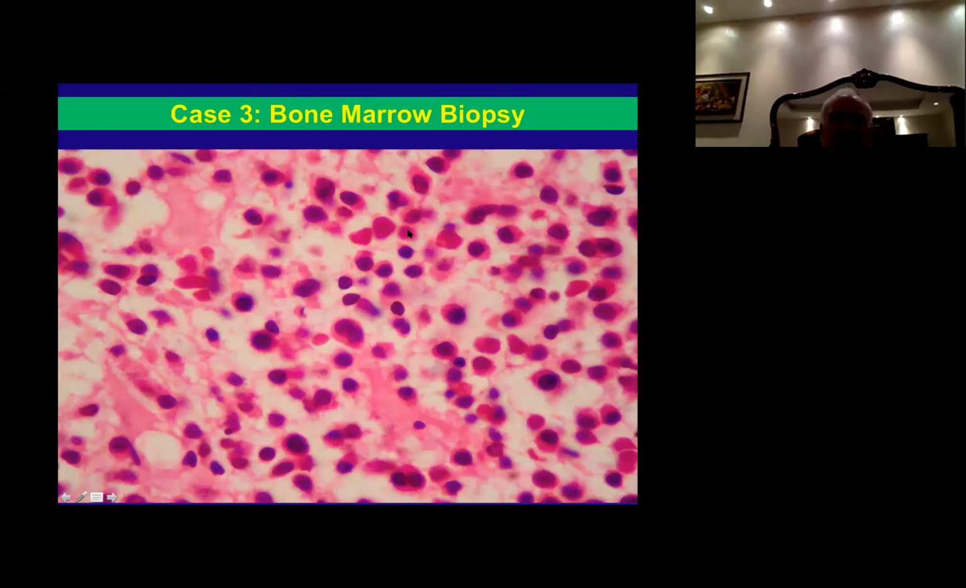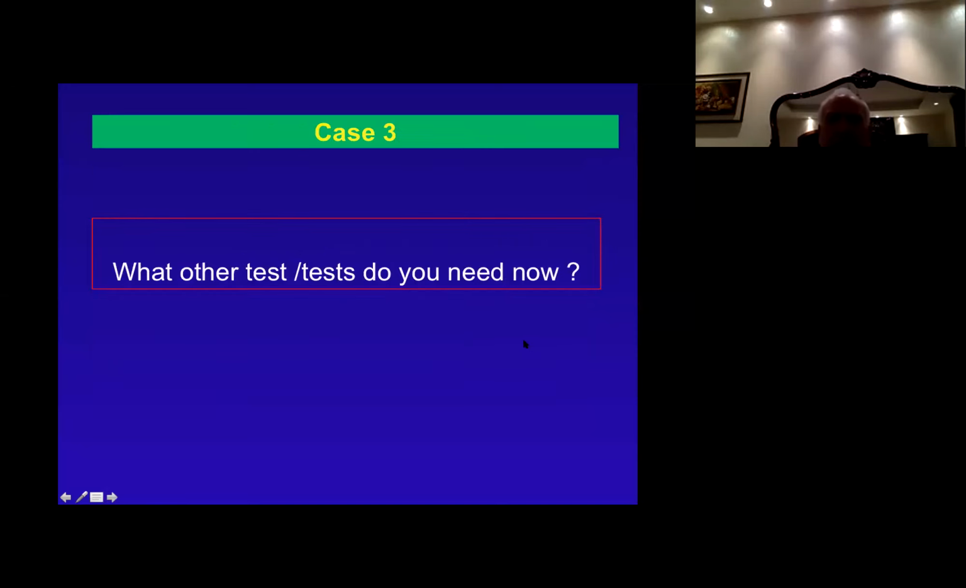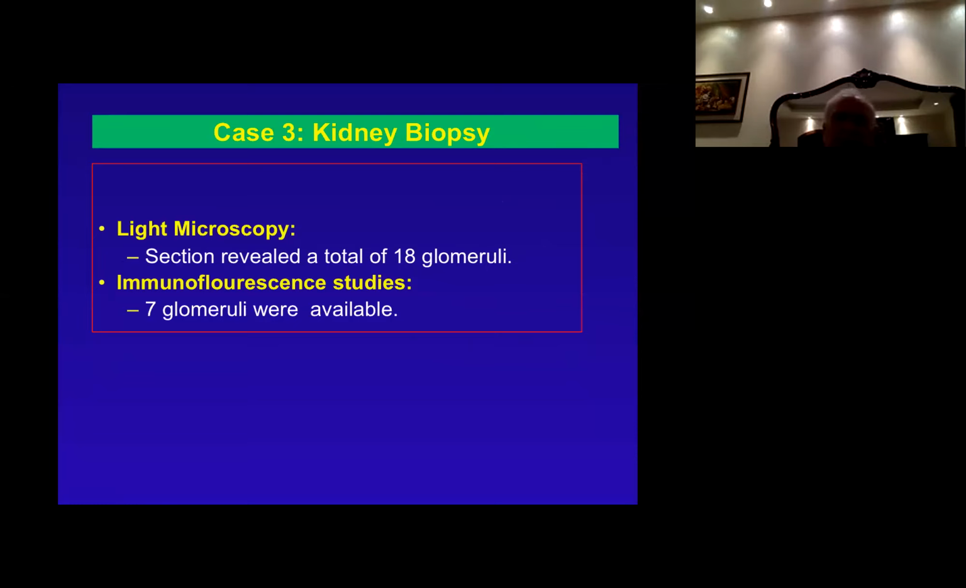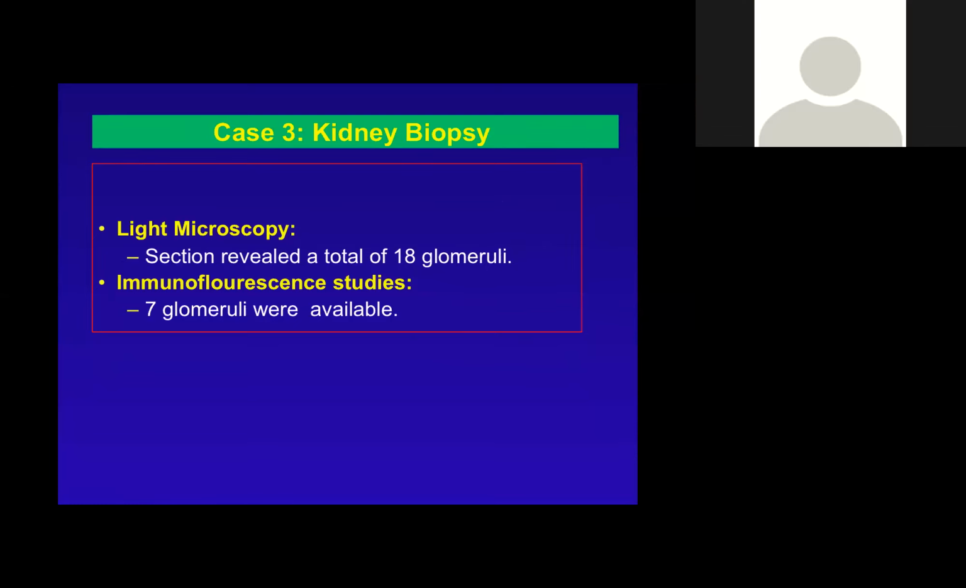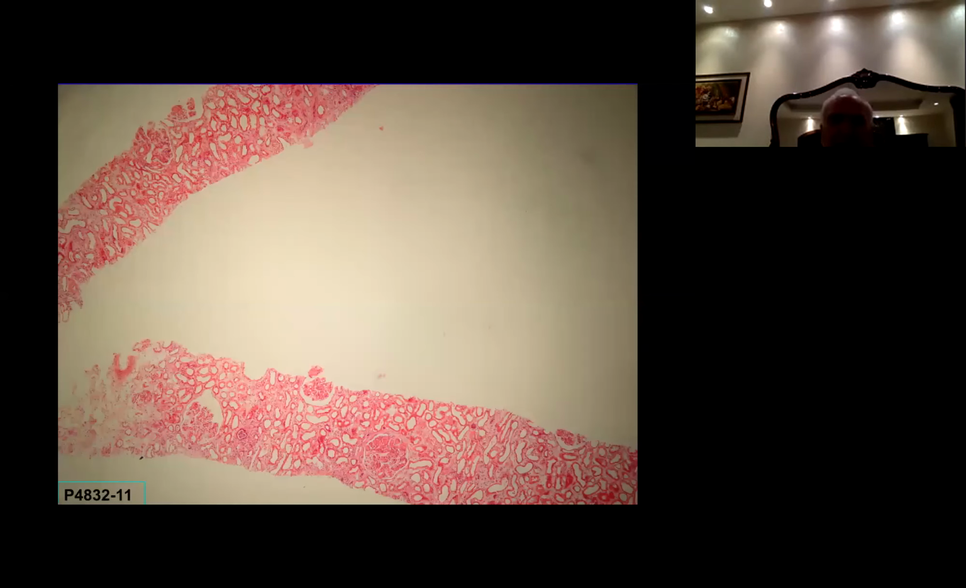So a 68-year-old patient was found to have anemia, very high ESR, destructive bone lesions, abnormal serum protein electrophoresis, heavy proteinuria, and the bone marrow is this. Then we need to have a kidney biopsy. Then this is the pathology. We have 18 glomeruli on light microscopy, 7 on immunofluorescence. That's the kidney biopsy.